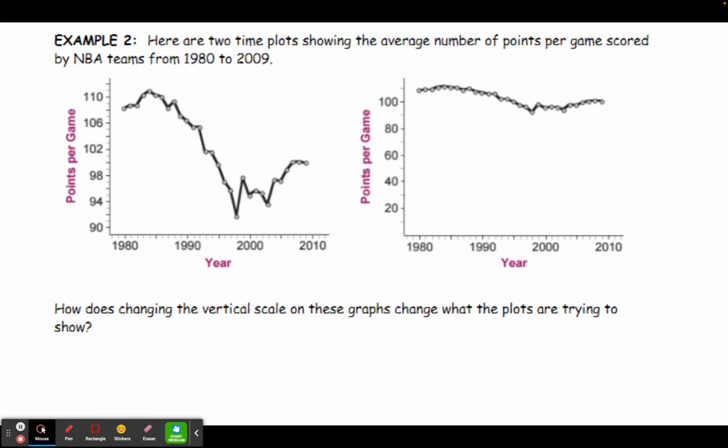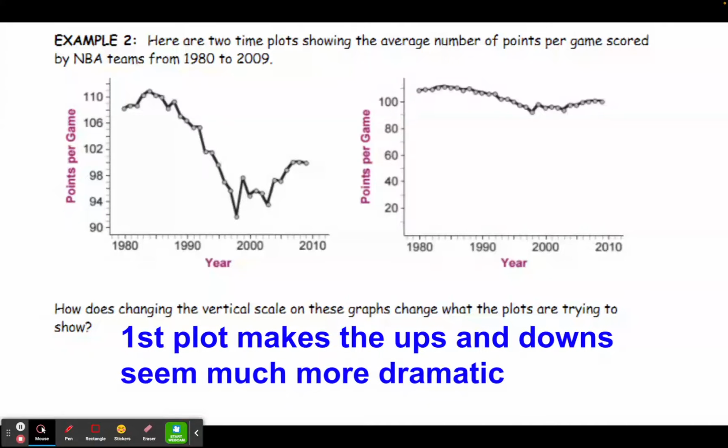Now, here are two time plots showing the average number of points scored per game by NBA teams from 1980 to 2009. Notice that the horizontal scale on both of these graphs is the same, but what we've done is we've changed the vertical scale. The one on the left is only going from about 90 to 115 points per game, while the one on the right is going from about 0 to 120. And notice that changing the vertical scale on these graphs makes the ups and downs seem much more dramatic.